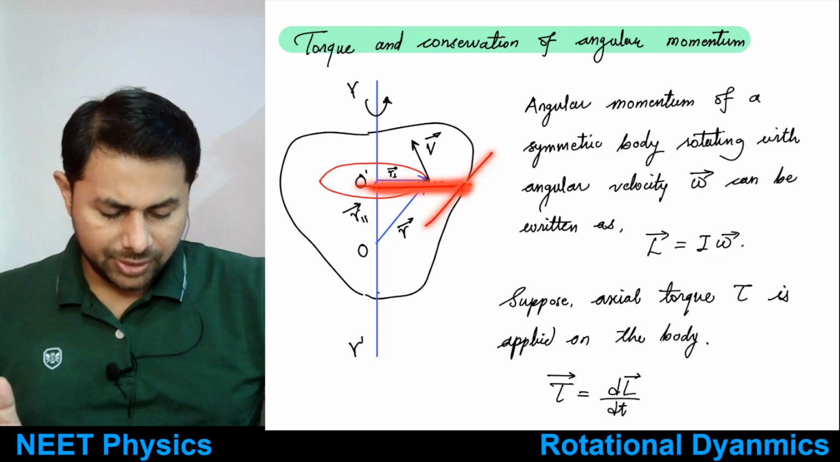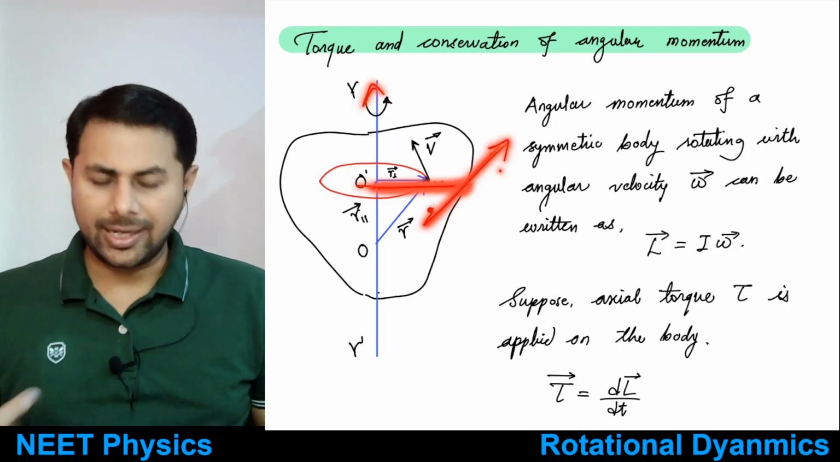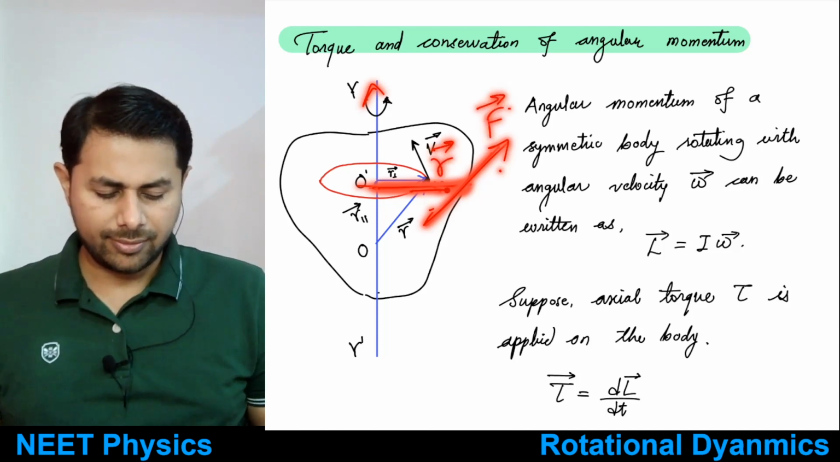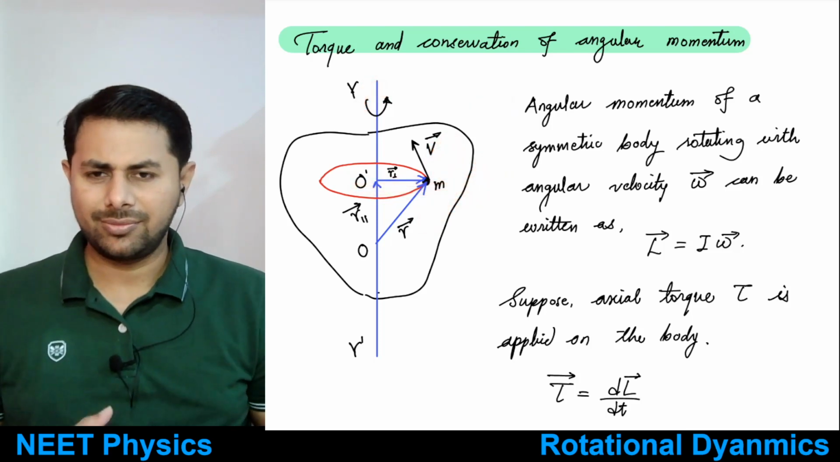Then the force, if it is perpendicular to this line, then the torque would be axial, because what is torque? Torque is R bar cross F bar. Got it? Yes, no?